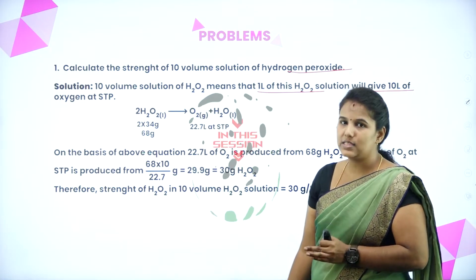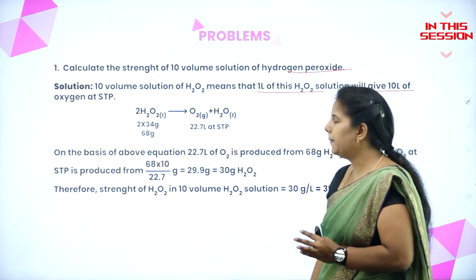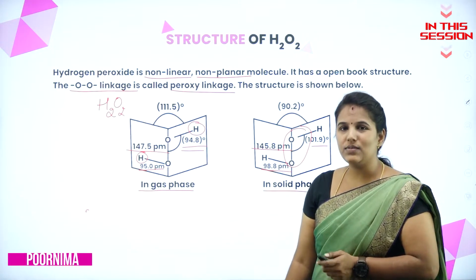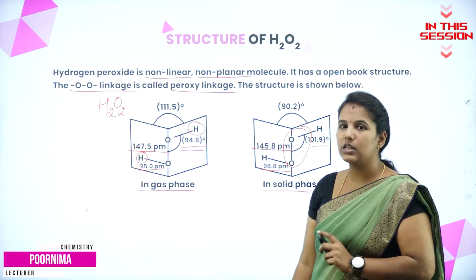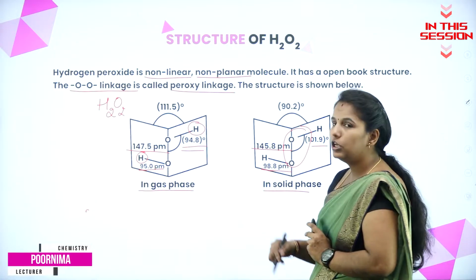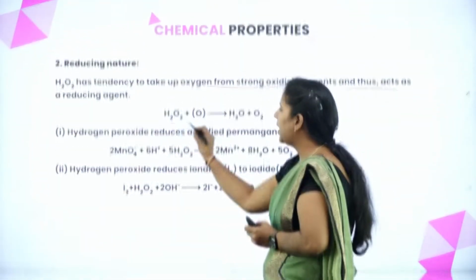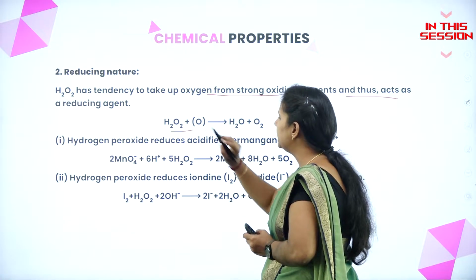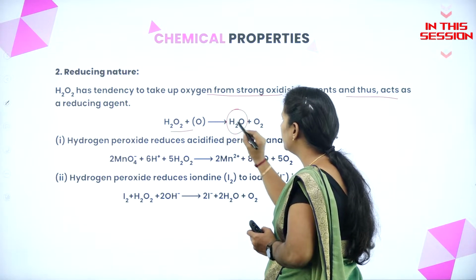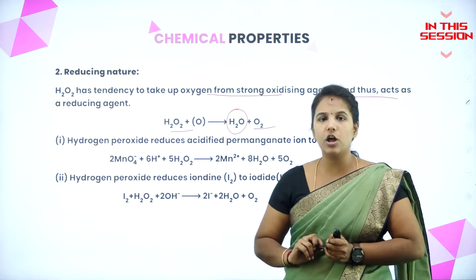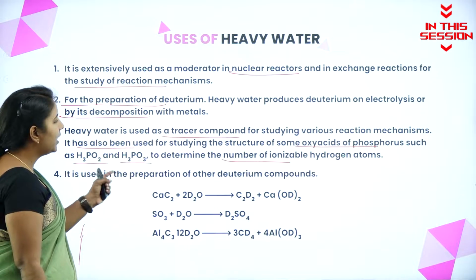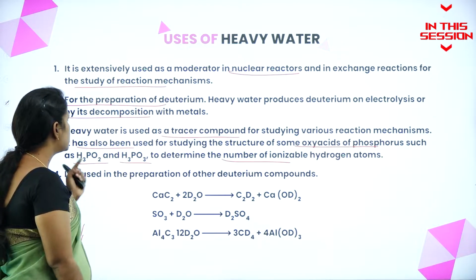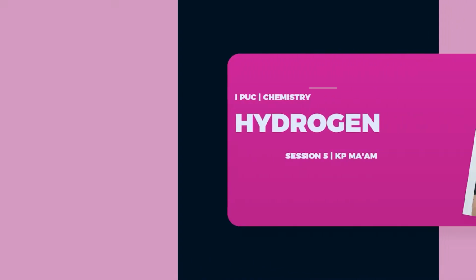Oxygen at STP, that is standard temperature and pressure. Bond length as well as bond angle will be somewhat various. Hence it is known as a non-linear as well as non-planar molecule. The hydrogen peroxide reacting with the oxygen and forming what? Water molecule with the liberation of oxygen. How many hydrogen atoms undergo ionization can be easily studied by using this heavy water.